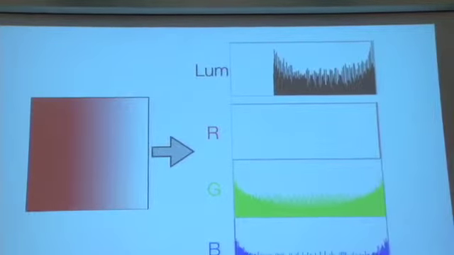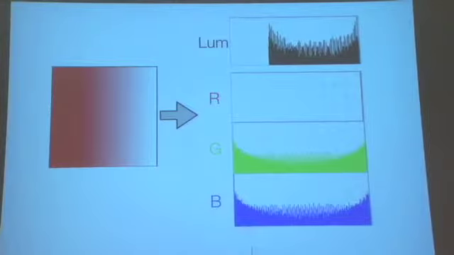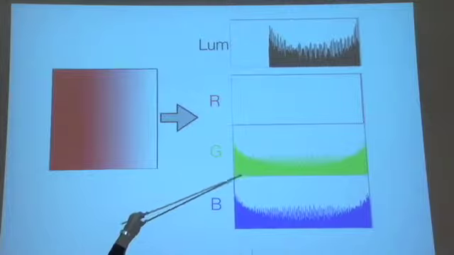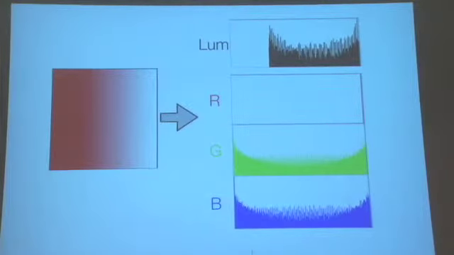And so what about the green channel? Well, there's no green at all, because we're just going from red to black. We're not adding any extra colors. So we have a green channel histogram that's just one spike at the very far left. The blue channel is the same sort of thing.